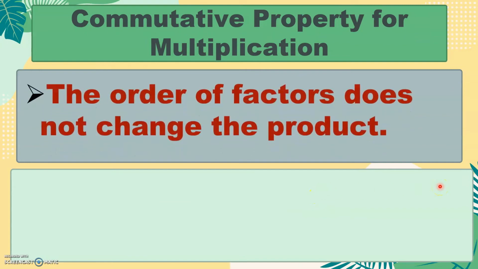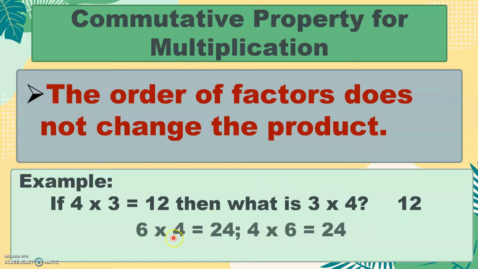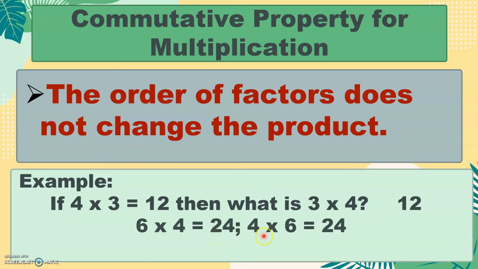So, how about commutative property for multiplication? So, commutative property for multiplication is the order of factors does not change the product. Okay? So, if 4 times 3 is equal to 12, then what is 3 times 4? Very good. It's still 12. Again, if you will change the order of the factors, 4 times 3 or 3 times 4, the product will not change. So the answers are the same.